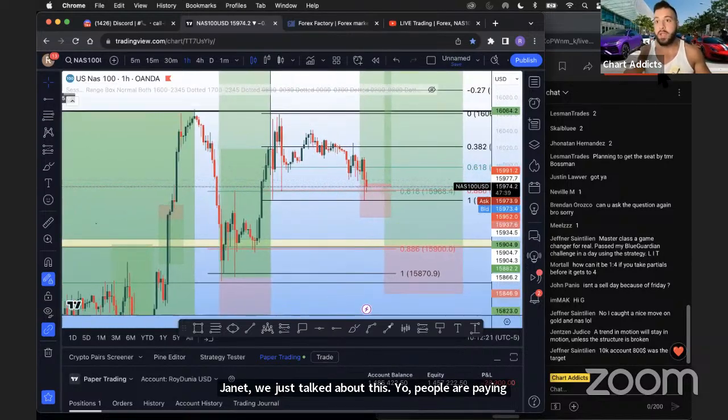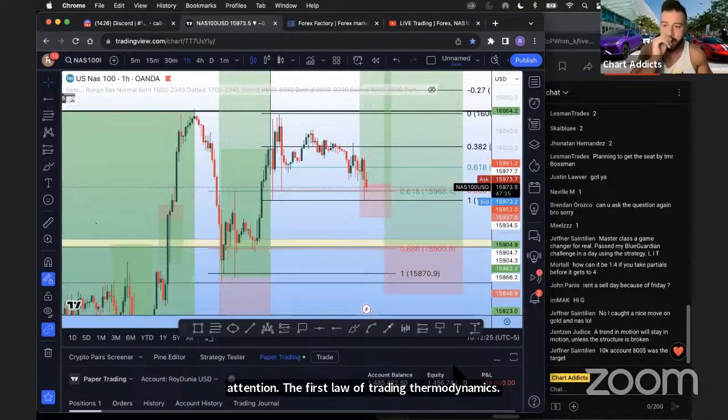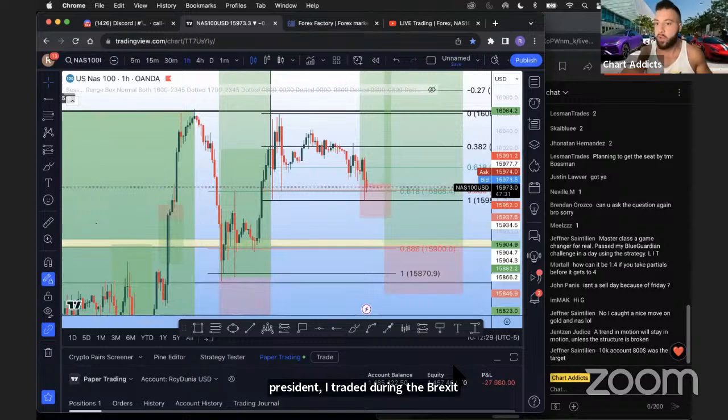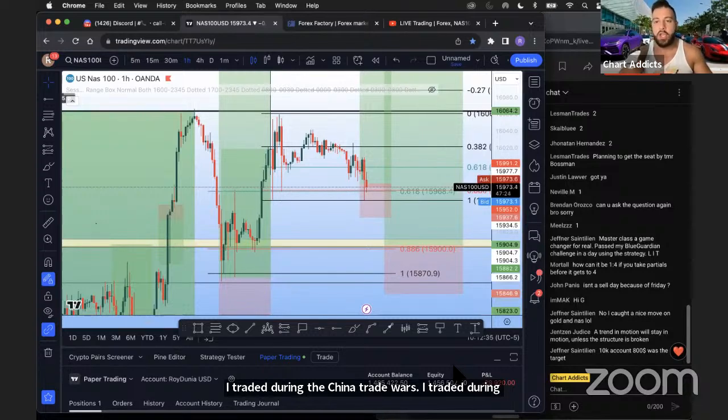Now, how do I know this? It's because I've traded almost every market condition. I traded when Trump was president. I traded during the Brexit situation. I traded during the China trade wars. I traded during COVID. I traded during the rebound of COVID. I traded during quantitative tightening. The whole thing from start to finish.